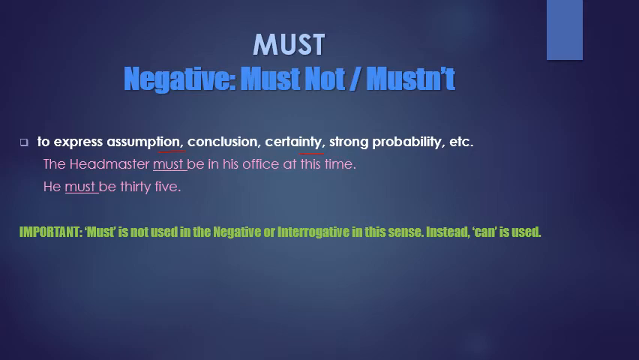So important, must is not used in the negative or interrogative in this sense. Instead, can is used. See, if this sentence is written in negative sense, in that case we cannot say mustn't or must not. The headmaster must not be in his office at this time. No. In that case, you will use can. The headmaster cannot be in his office at this time.